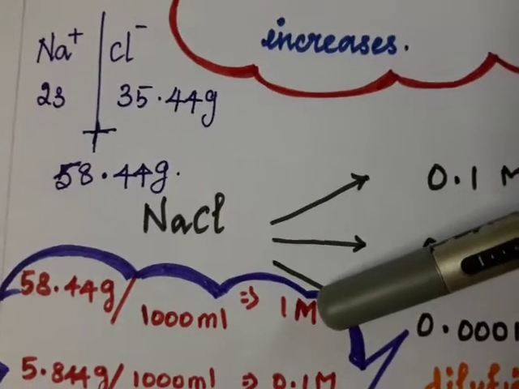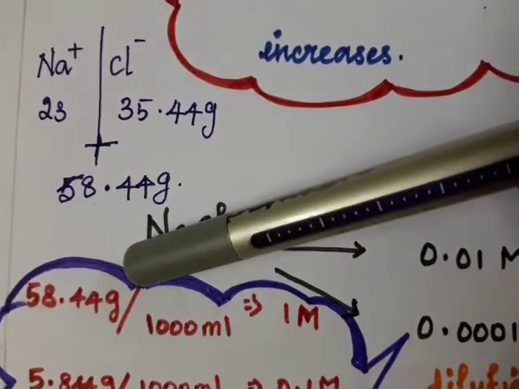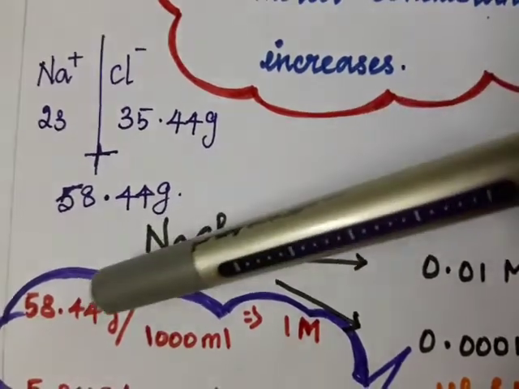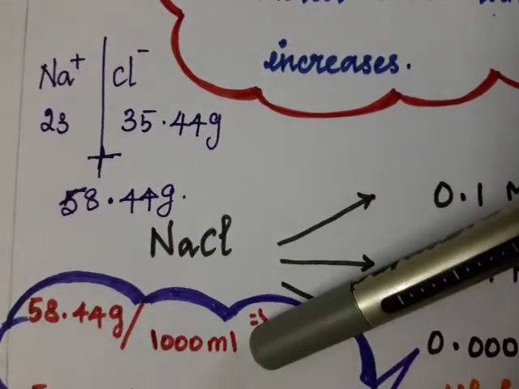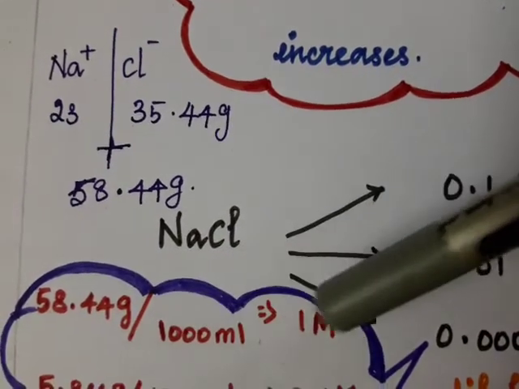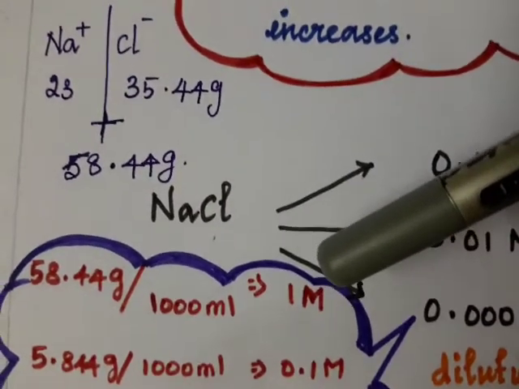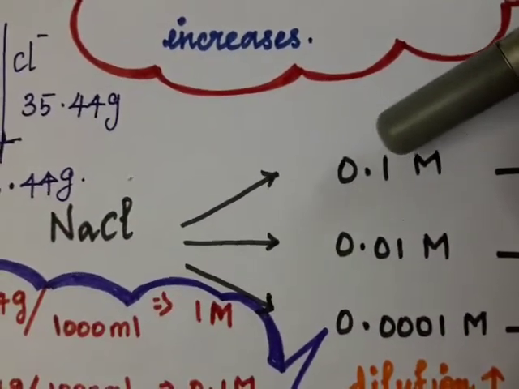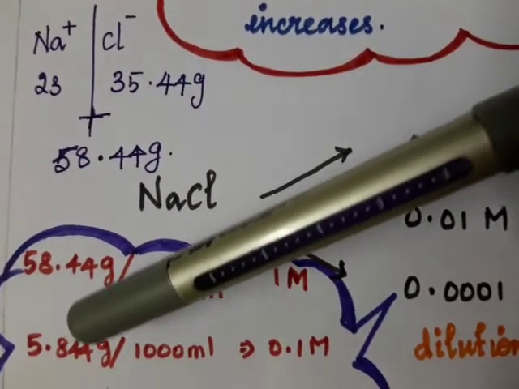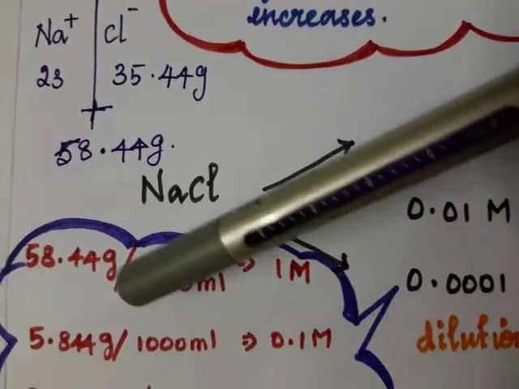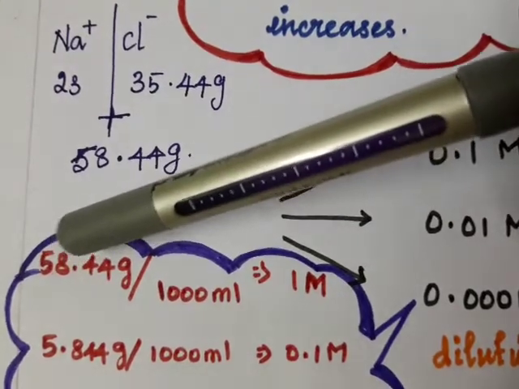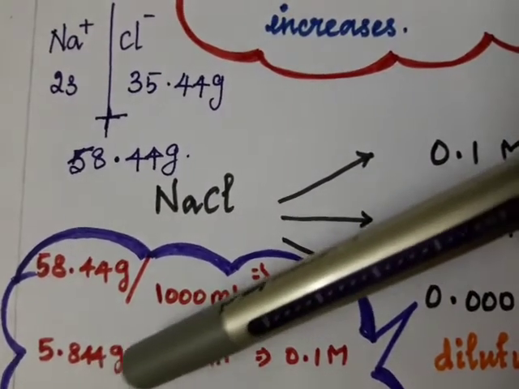For preparing a 1 M solution, as I told, 1 mole per 1 liter is considered as 1 M. So 1 mole is the gram molecular mass 58.44 gram divided by 1 liter, which is 1000 ml, right? If 1 mole is dissolved in 1 liter, we consider it a 1 M solution. The first concentration I have taken is 0.1 M, so we have to take 5.844 gram per liter, which means I have reduced the amount of solute. Here I have taken 58 and here I have taken 5.8.